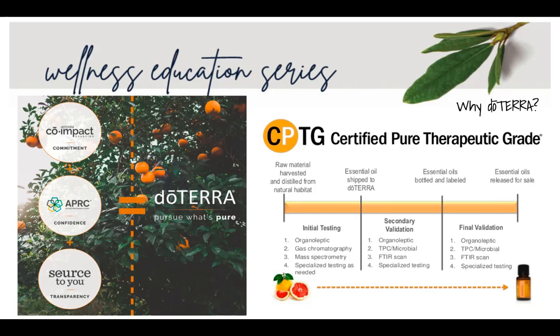These tests are done by outside parties as well. So doTERRA does in-house testing, but it's also sending these oils to a third party for the customers, so that everybody is really sure that these are pure, because it's not just doTERRA saying these are pure.